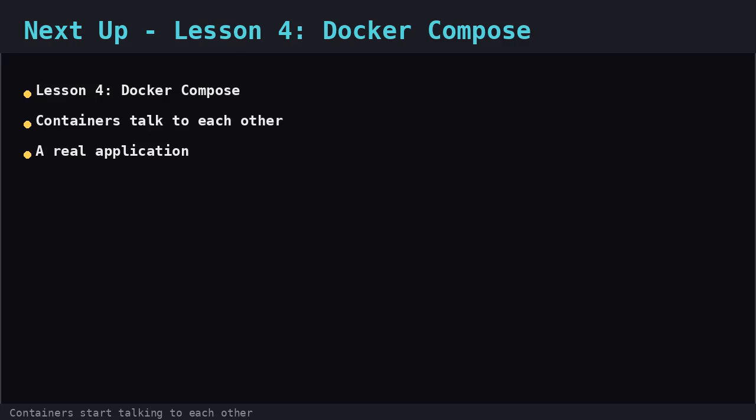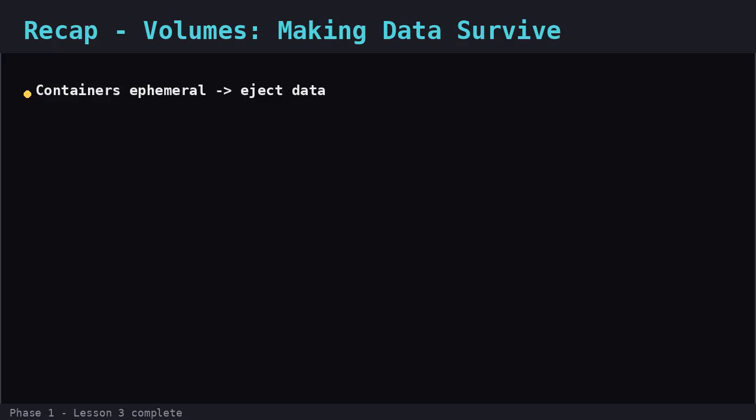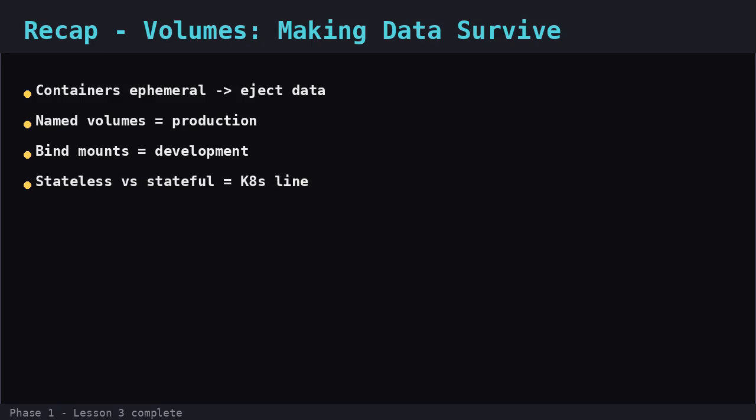Quick recap. Containers are ephemeral. Their writable layer is temporary. Volumes eject the data out of that ephemeral layer into persistent storage on your host. Named volumes for production data, bind mounts for development. The stateless, stateful split is the same line Kubernetes draws with stateless sets and stateful sets. You now understand why data must survive. Lesson complete.